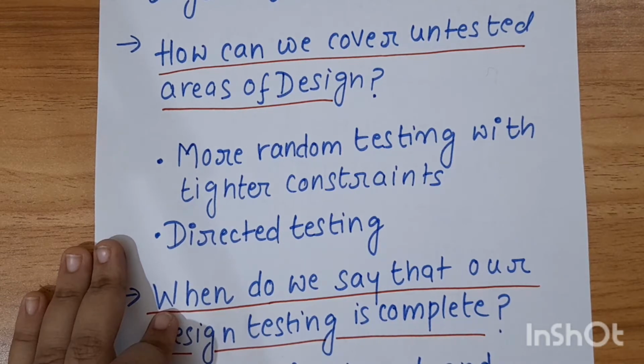So, in order to test the design code, we will include the directed testing, we will include the random testing, and in random testing, we will put the constraints, tighter constraints.